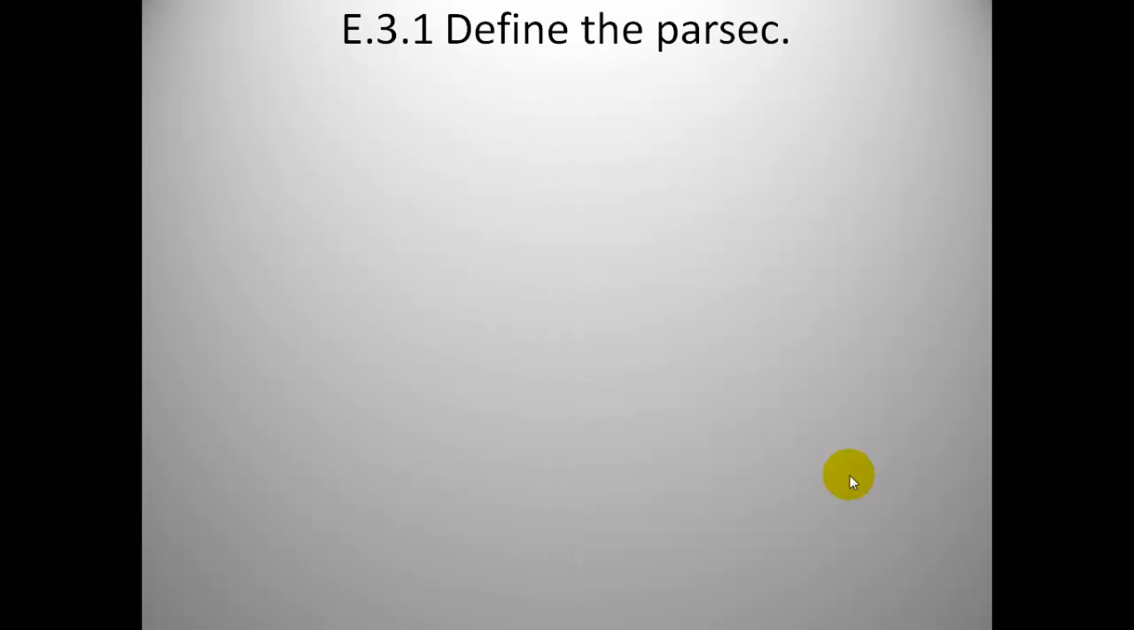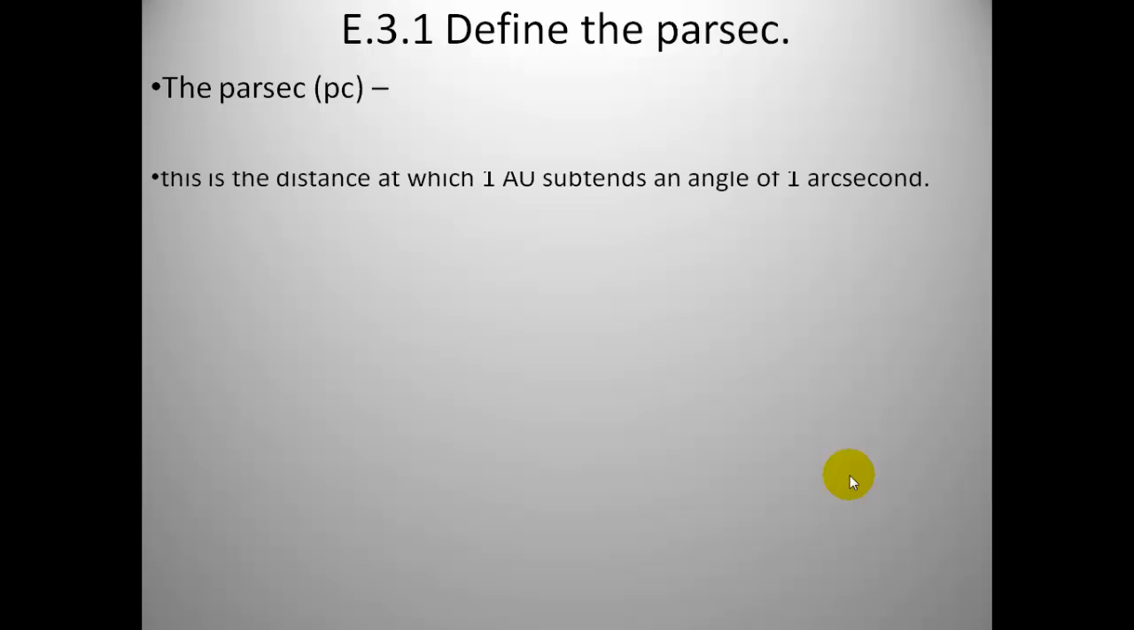Define the parsec. The parsec is a large astronomical distance, which is roughly 3 light years, but it's defined using this idea of angular distances. This is a distance at which one astronomical unit, in other words, the radius of the Earth's orbit, subtends an angle of 1 arcsecond. So if you were a distance away from the Earth and the Sun of 1 parsec, and you looked at our solar system, you would see that the radius of the Earth's orbit would be exactly 1 arcsecond.